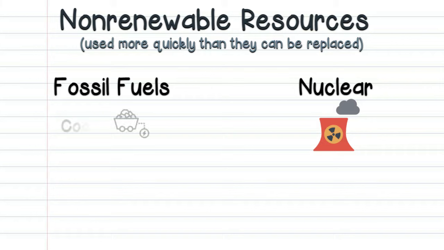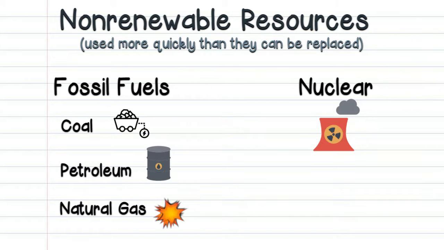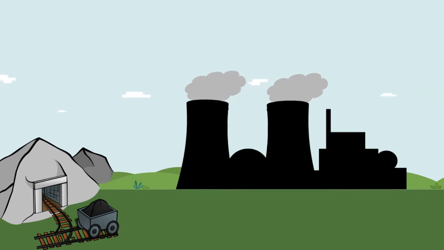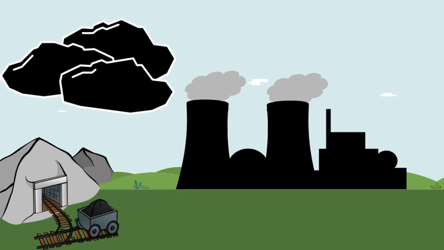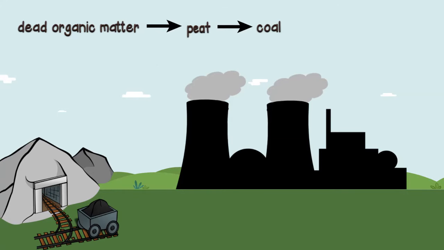Fossil fuels include coal, petroleum, and natural gas. They are made from the remnants of once living organisms. Let's start with coal. Coal is a combustible black or dark brown rock that consists mostly of carbonized plant matter. It is typically found underground. Coal is formed when dead plant matter is turned into peat. Peat is converted to coal by the application of heat and pressure over millions of years.